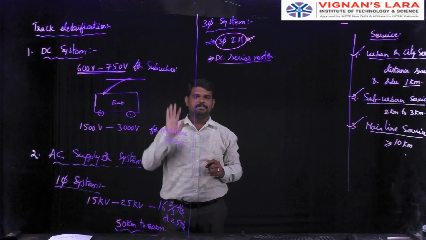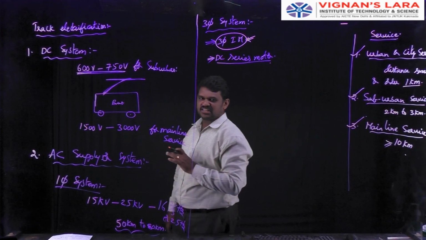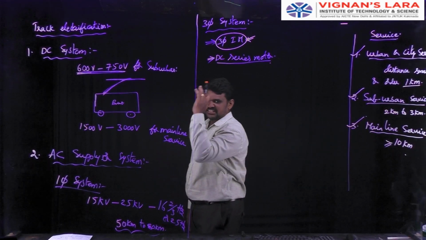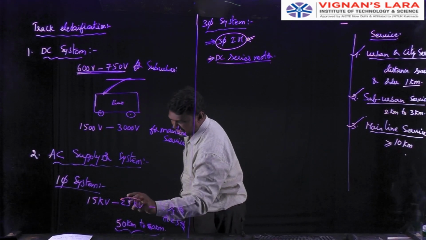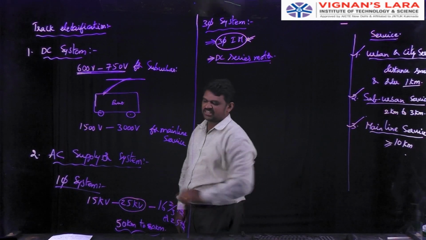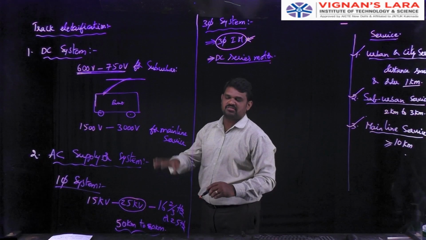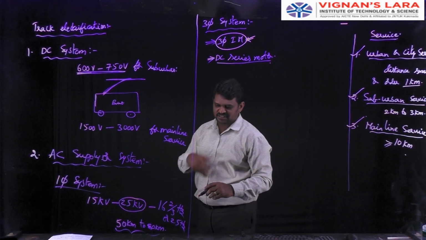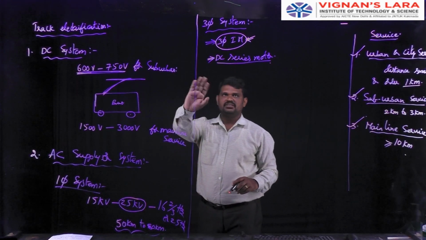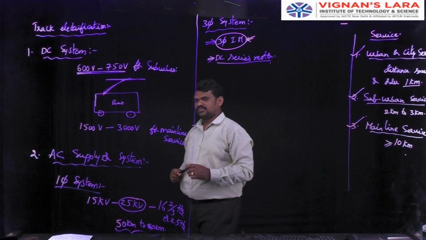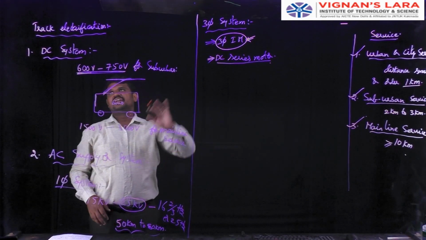But normally in our India, we are using the single phase AC system. We run the single conductor, and its voltage level is 25 kV. That is converted to DC. That DC is used for the driving of the DC series motor. That is it regarding the track electrification.